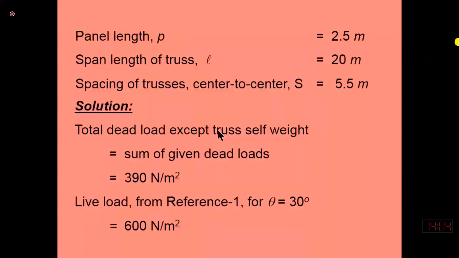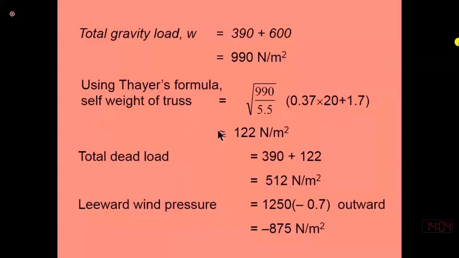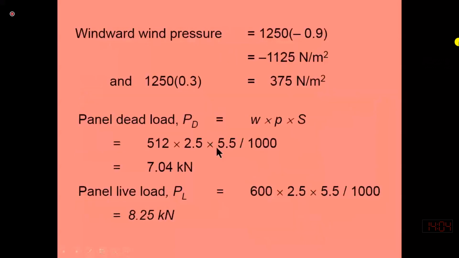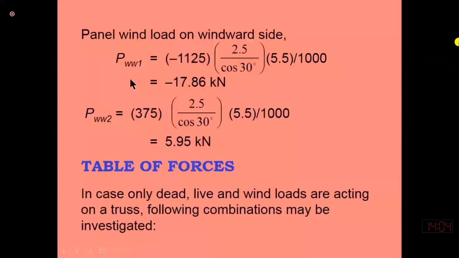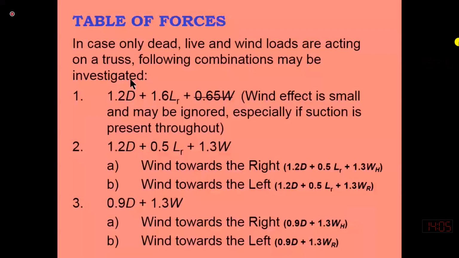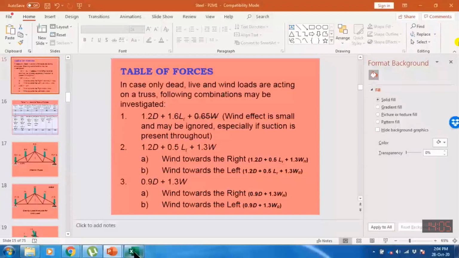In the calculation, you need to compute the self weight also by the third formula. So at the end, you will have the PD value, the PL value, panel dead load, live load, you will have the panel lever load, and you will have two windward loads, depending upon the geometry of your truss. And then you will make a table of forces, just like I have explained. You can make a table on this Excel.